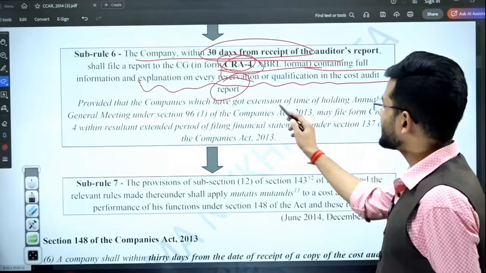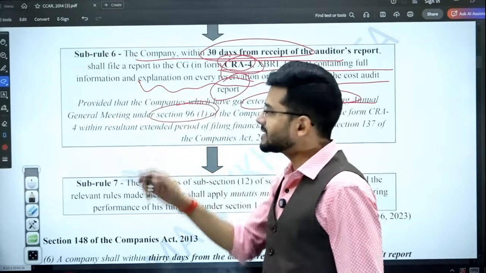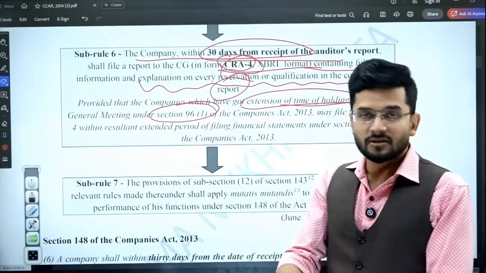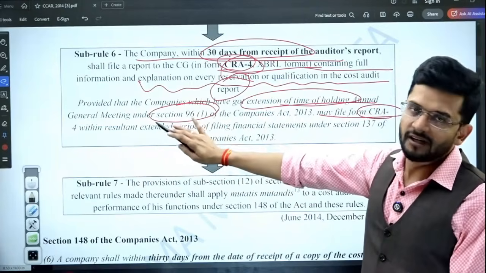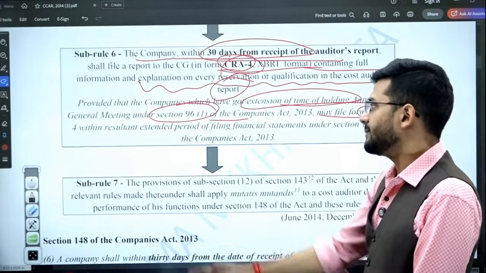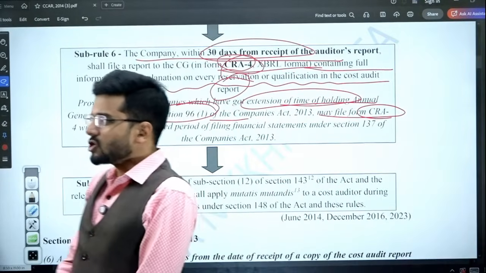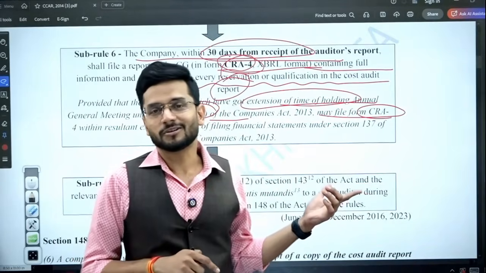Provided that companies which have got extension of time for holding annual general meeting. So guys, under section 96(1), generally a company gets some extension of filing the annual report. So if that extension is given to the company, then CRA 4 may also be filed in that extended period, because factually what happens is the cost auditor would definitely want to see the financial report before filing the cost audit report.